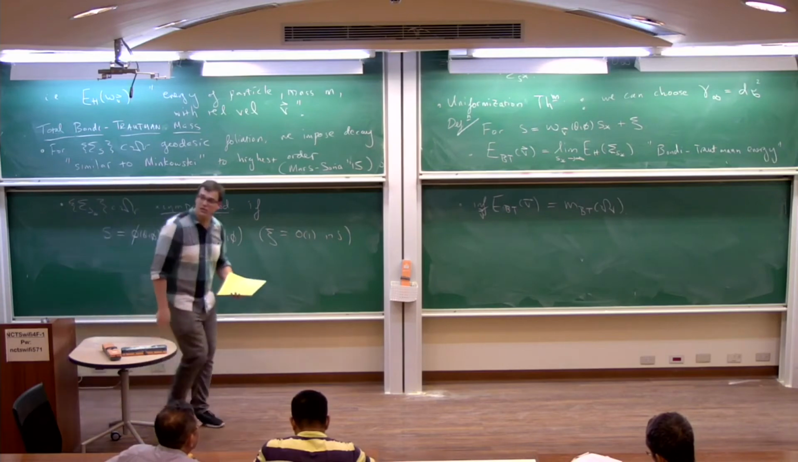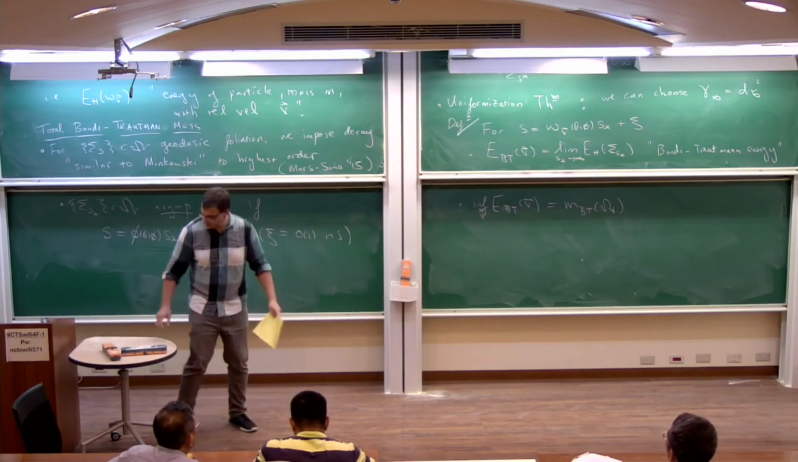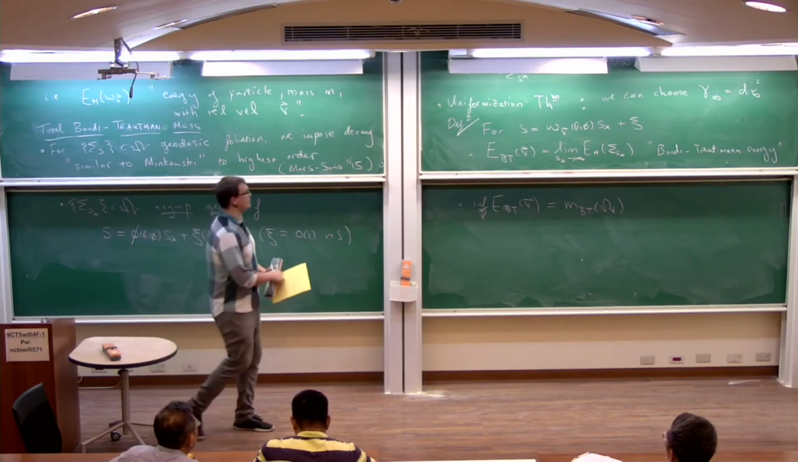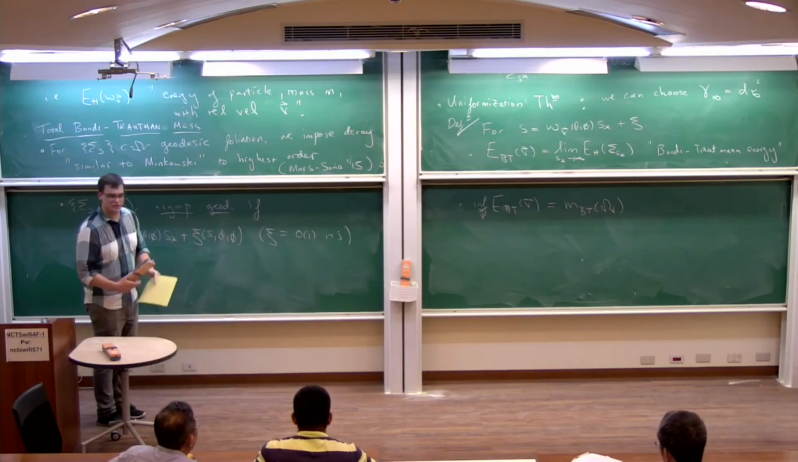Okay, so let me quickly describe what a marginally outer trapped surface is, and then we can finally prove the null Penrose conjecture in shear free vacuum. All right, any questions so far?